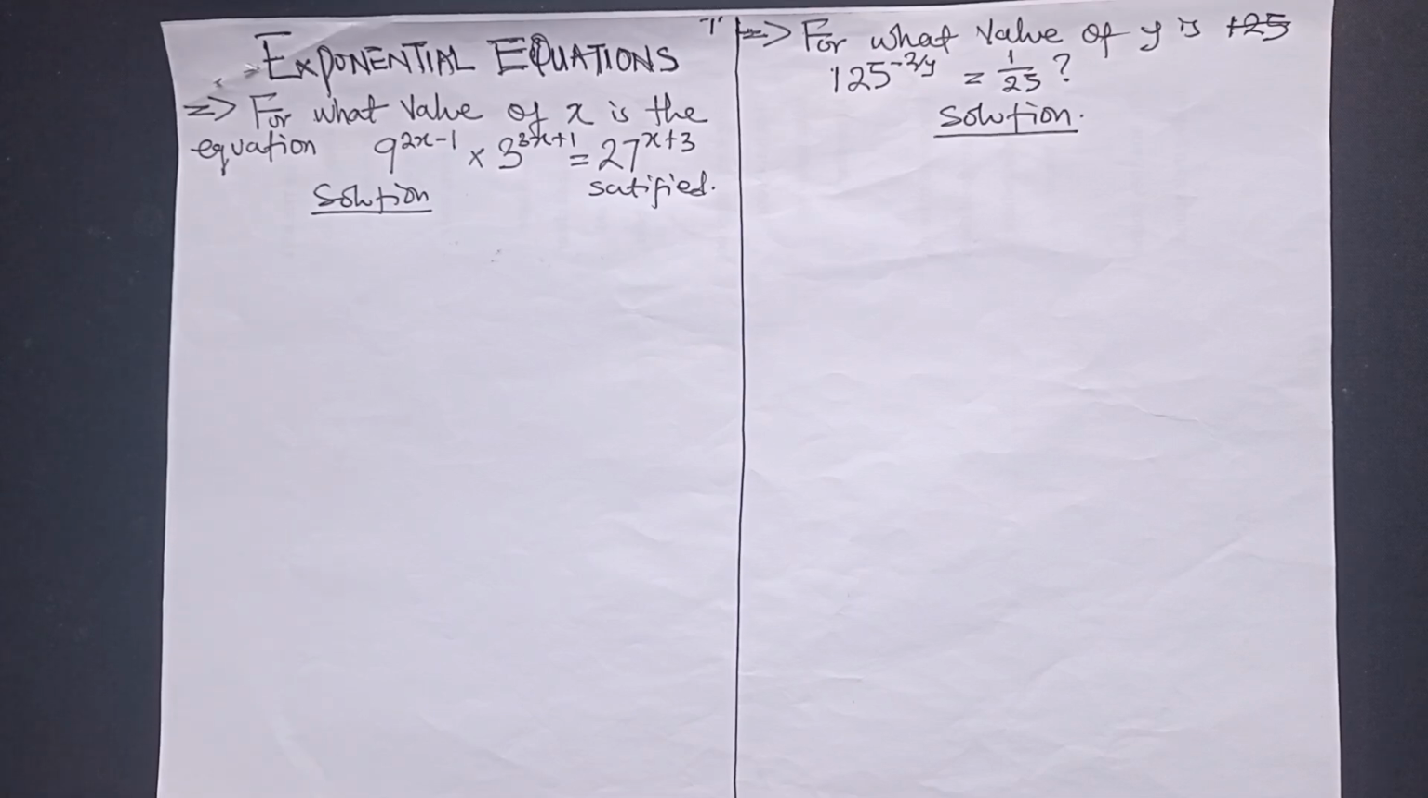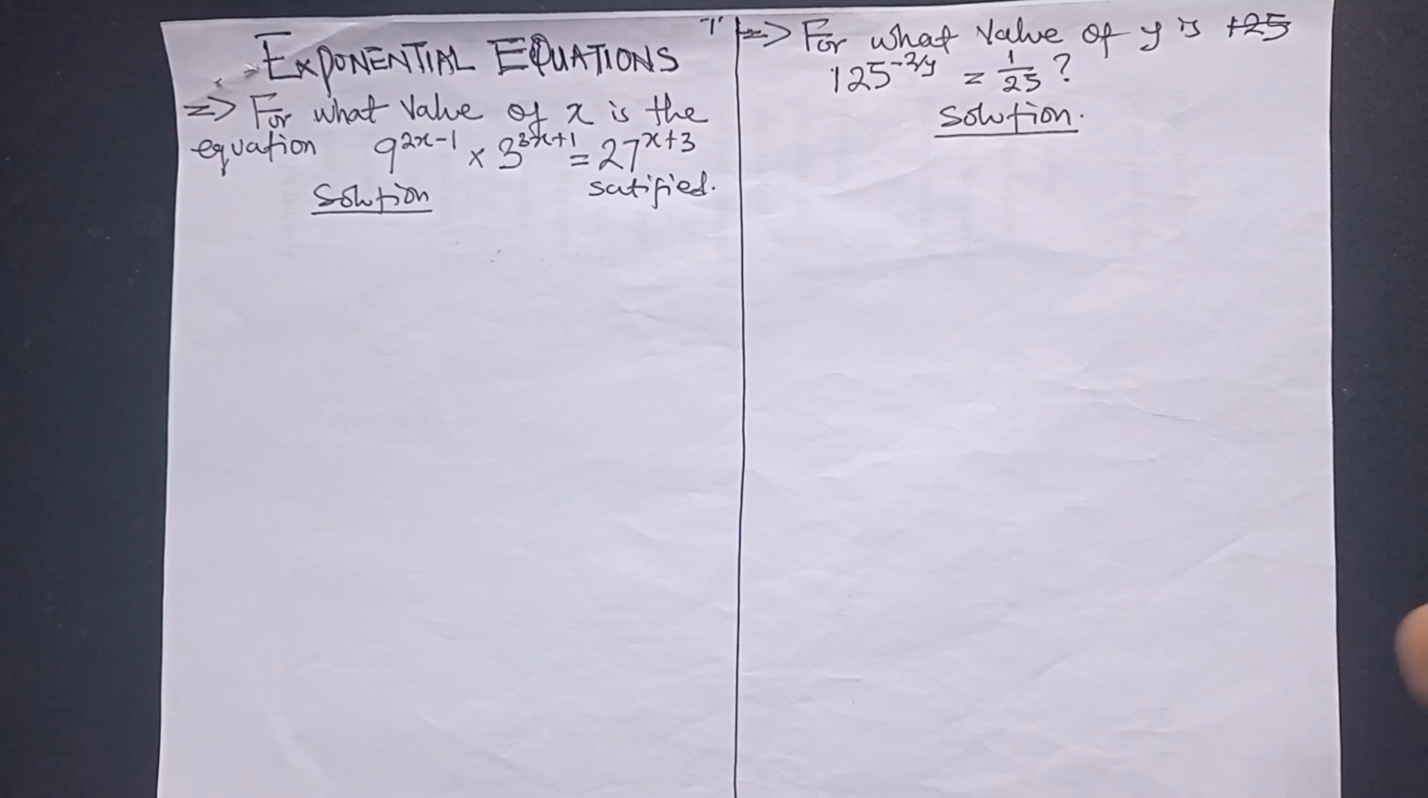In today's class, we'll be looking at exponential equations, some hard exponential equations. I carefully selected them for us to treat today. The first question says, for what value of x is the equation 9 raised to power 2x minus 1 times 3 raised to power 3x plus 1 equal to 27 raised to power x plus 2 satisfied? Okay, let's attempt the first question.